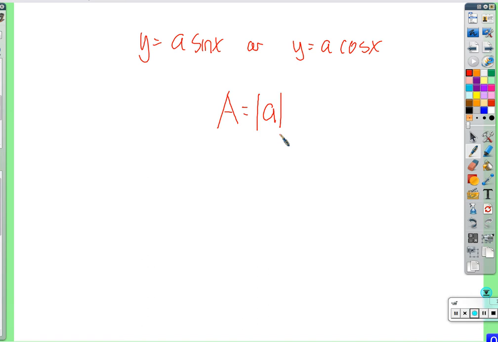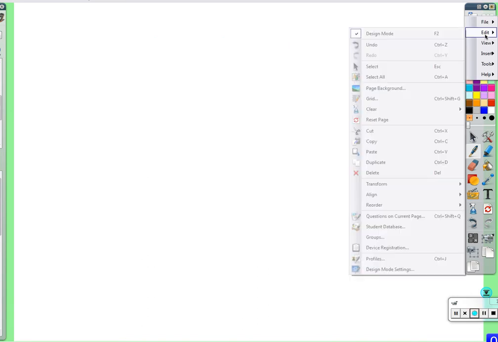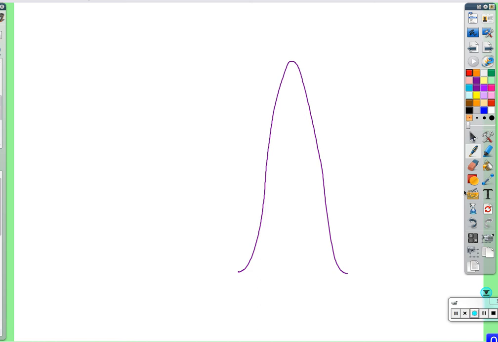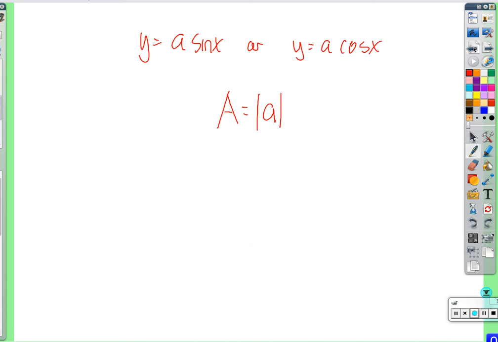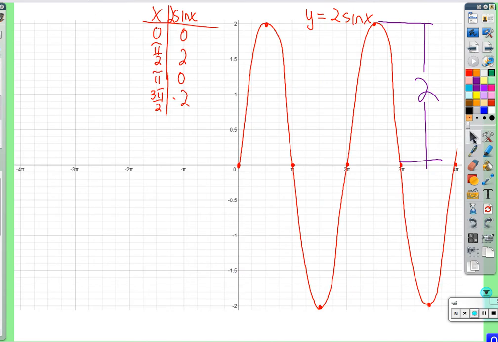What's the other thing that we talked about? Period. So now we're going to figure out what we can do to the equation that would change the period. What would cause it to take longer or shorter to go through one full cycle? Well, you think about that for a second. I'm going to get set up on this next page.